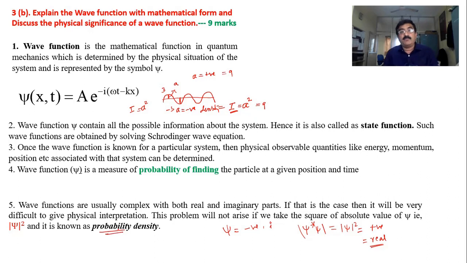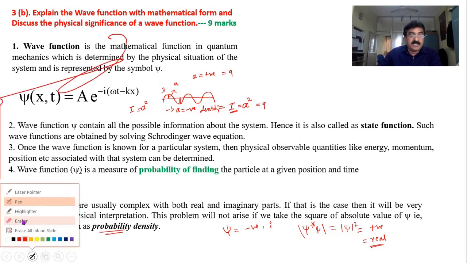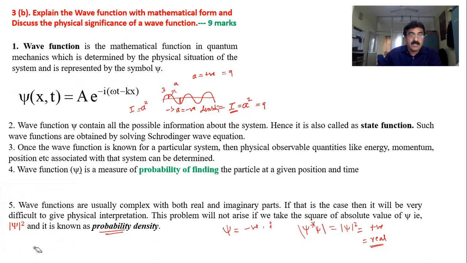So this is about Max Born's interpretation. This is also known as Max Born explanation. Okay, this is about matter waves, wave function properties or physical significance of wave function. Physical significance of the wave function. Just I erase this. Okay, now let us move on to the next question.